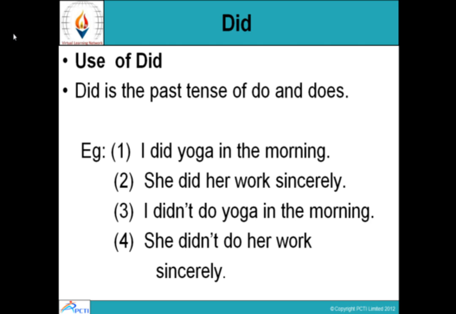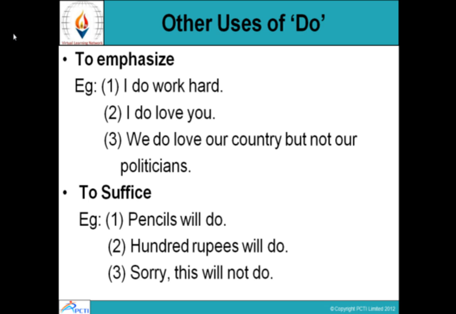Next also, she didn't do her work sincerely, past tense, helping verb did. Because of did, the main verb is in the first form, in the present tense form, that is do. She didn't do her work sincerely. However, do is also used to indicate few other things. Some other uses of do. We use do to emphasize, to lay stress on something.